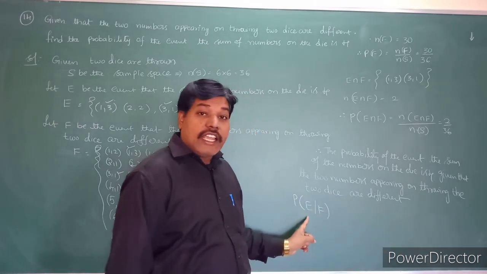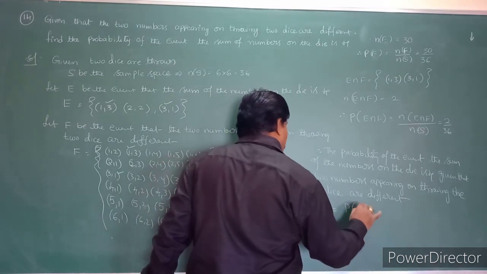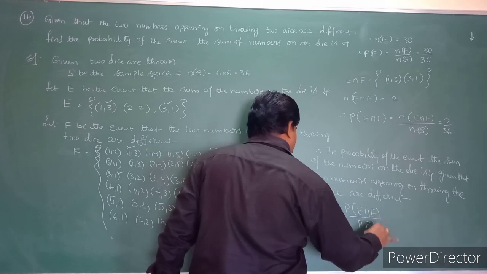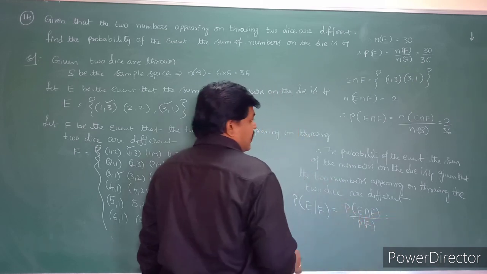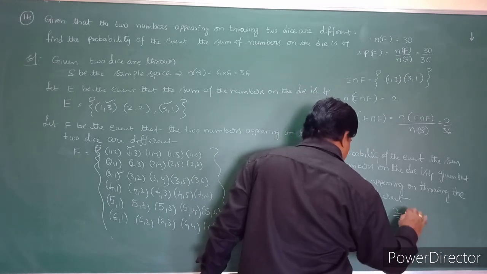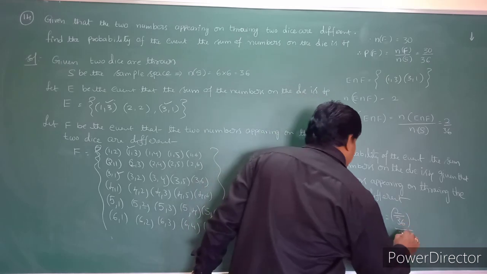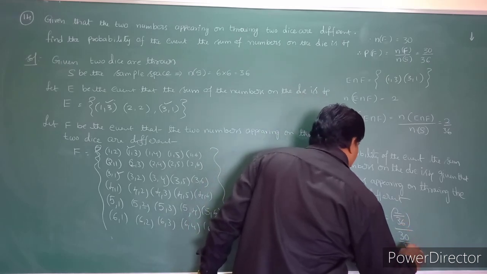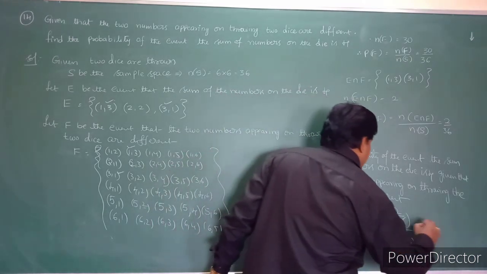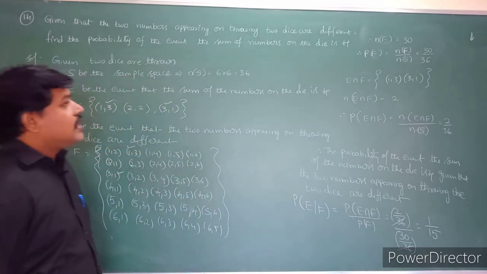So probability of E given F is equal to probability of E intersection F by probability of F. So what is the P of E intersection F? This value is nothing but 2 by 36 by, what is the probability of F? It is nothing but 30 by 36. So you can cancel this value, students. 2 by 30, so that is nothing but 1 by 15. So see that question, students.